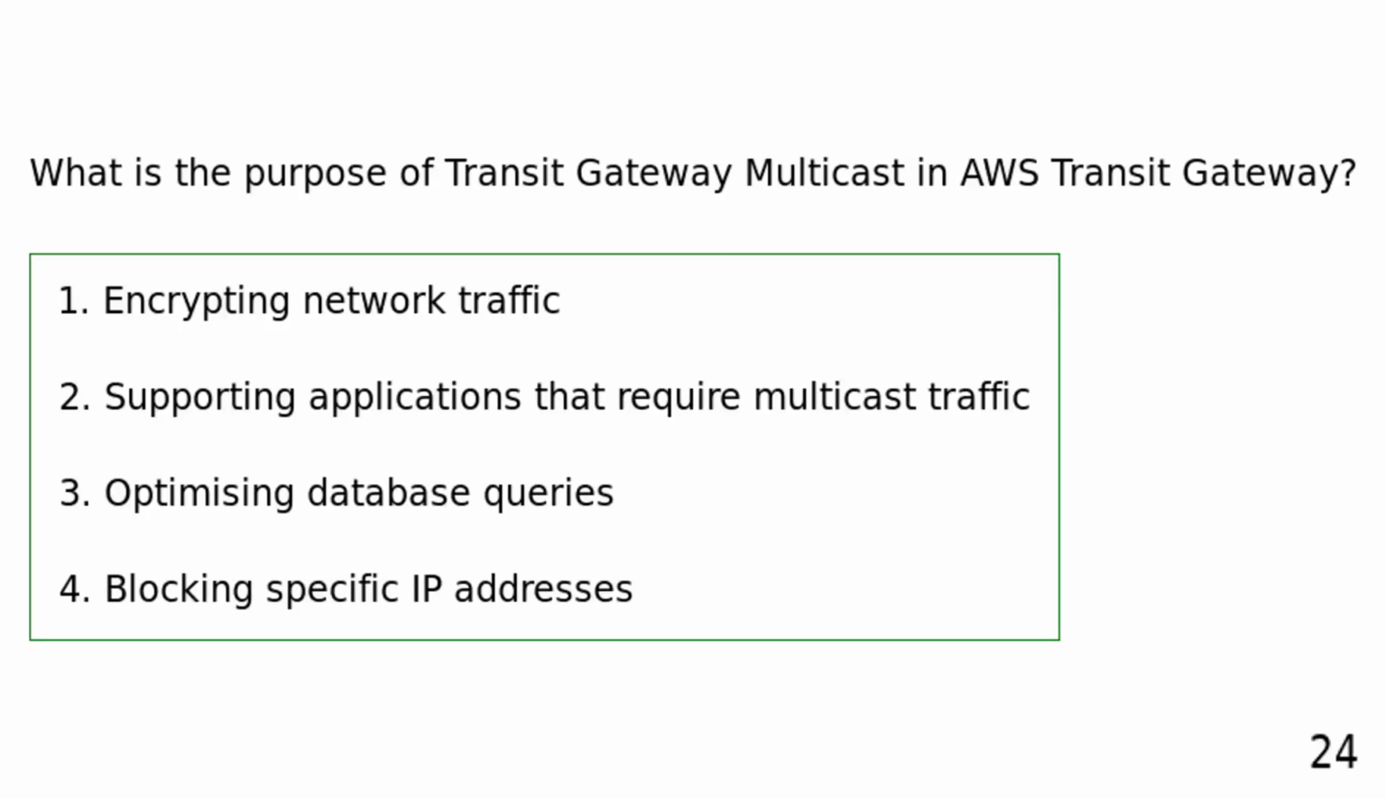What is the purpose of Transit Gateway multicast in AWS Transit Gateway? Encrypting network traffic. Supporting applications that require multicast traffic. Optimizing database queries. Blocking specific IP addresses.